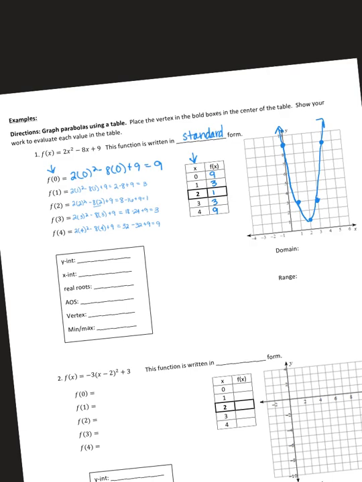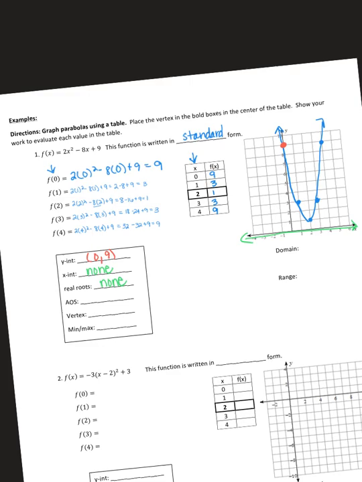Okay, so then we need to answer some questions about the characteristics of this graph. So first of all, the y-intercept, where it's crossing the y-axis, is at that red point, which is 0, 9. The x-intercept is where it's crossing the x-axis, and it never does cross the x-axis, so there are none. Okay, so no x-intercepts, which means there's also no real roots, because it's not touching.